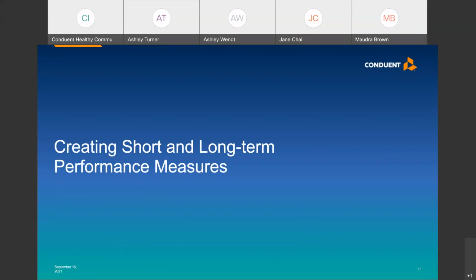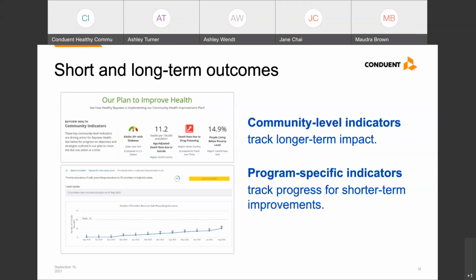Absolutely, Jane. We've already started talking about how to use data to inform our targets and strategies. Now let's talk a little bit about targets or performance measures. Performance measures help show how we're progressing on our shared objectives. There are generally two types of performance measures that communities tend to use when tracking progress and impact. Community level indicators measure long-term outcomes for a whole community. For instance, prevalence of obesity for a zip code or county.